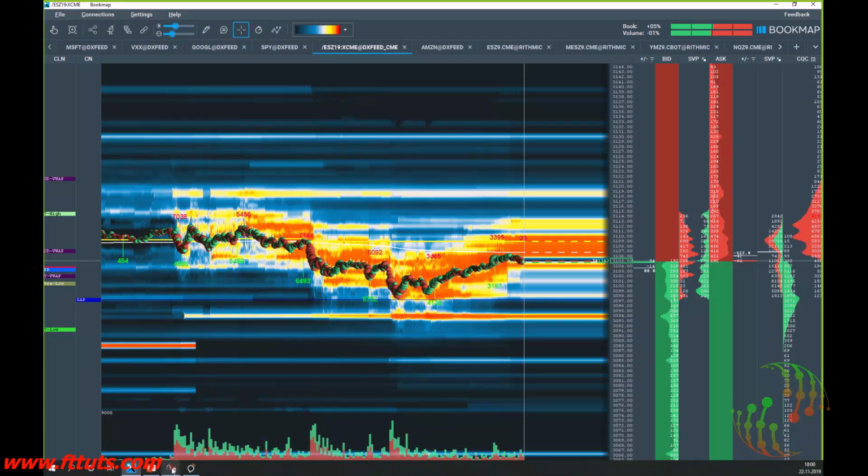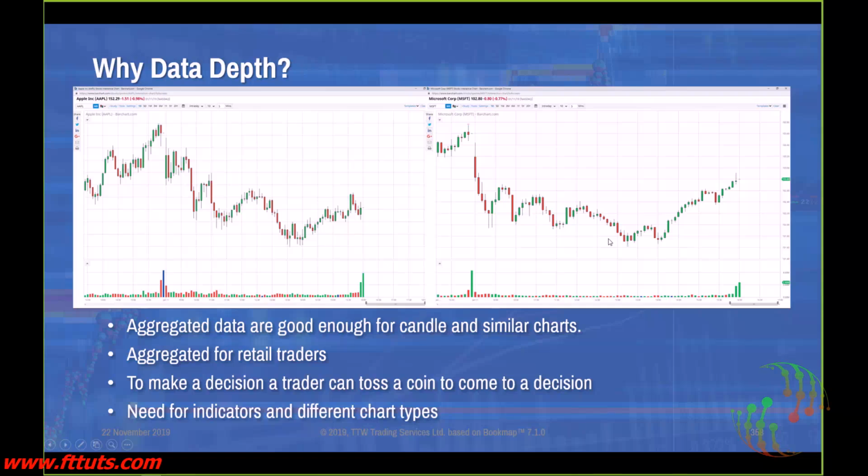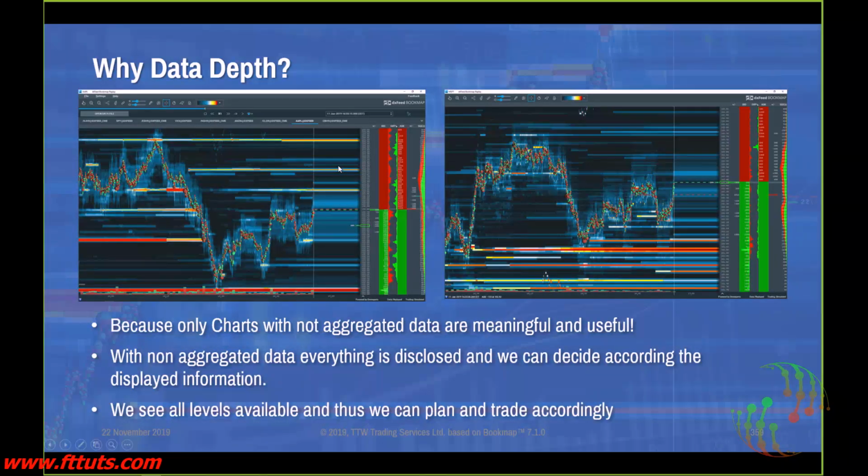In comparison, aggregated data or limited data are good enough for candle and similar charts, and for retail traders, and it's absolutely okay if you're working with normal charts. If you are making decisions to trade stocks or futures, you can use all these fine tools we have learned this week without any hesitation, because this is all true when the data which comes in is high quality data.